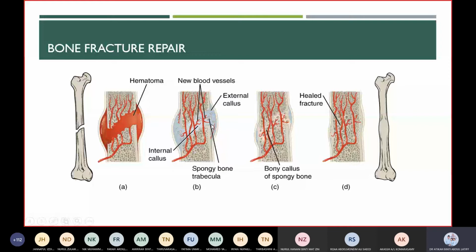Then spongy bone will be formed in between the two. Fibrocartilage is formed first, and then this will be replaced by bone, in the soft callus first and then the bony callus. Then this will mature into our normal type of bone, and restructure or realign back together after many months.